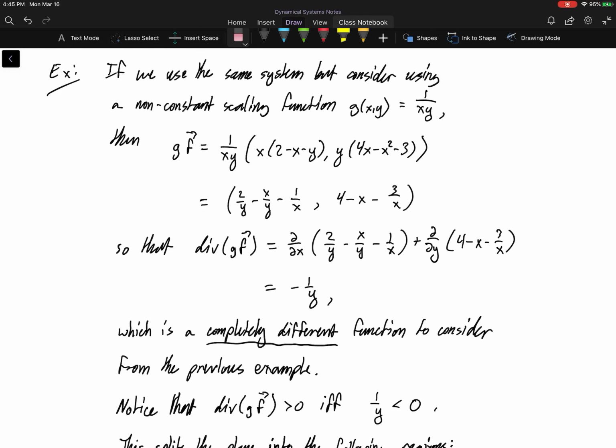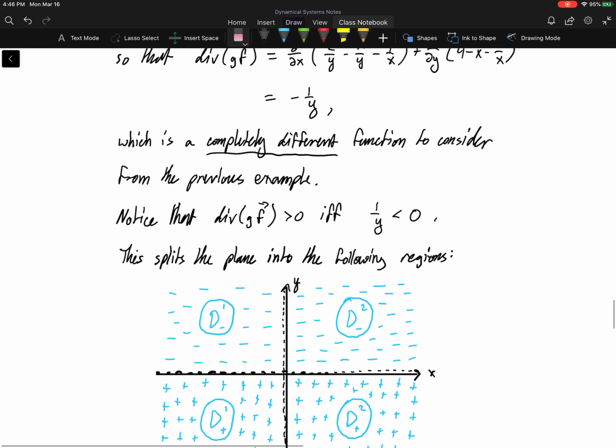So the g function I can go ahead and write as this vector field here, so that would be right there. And this has a divergence that looks like -1 over y, right? It's actually shockingly simple given how complicated the functions look. But the divergence is just -1 over y. And this gives us a completely different function to consider, right? And this will change up the domains where we can rule out the limit cycles. Okay? So let's have a look.